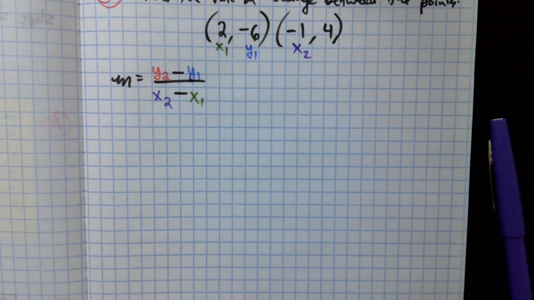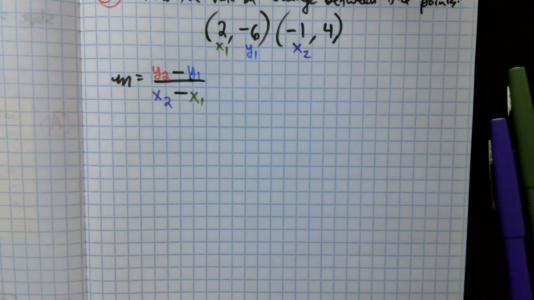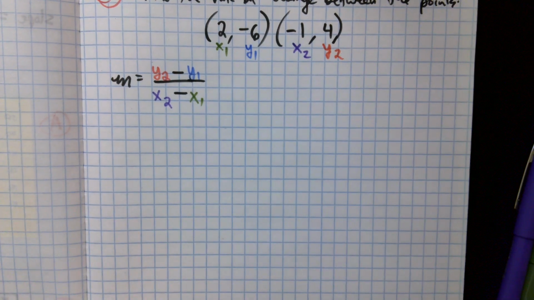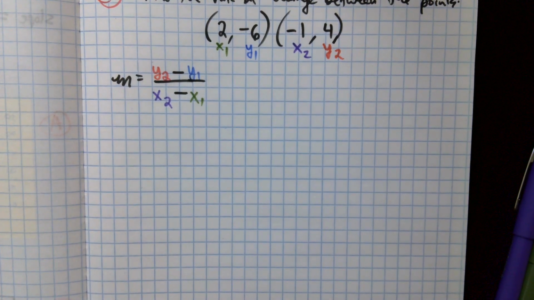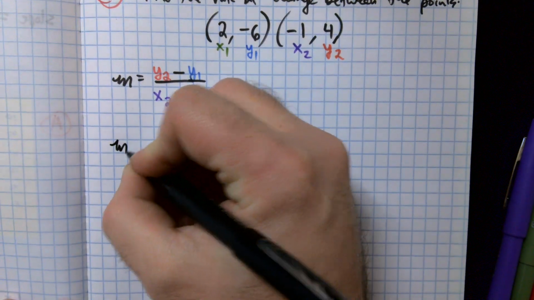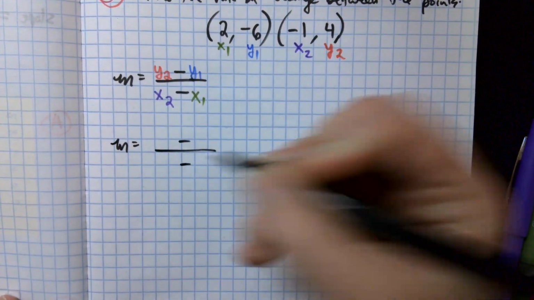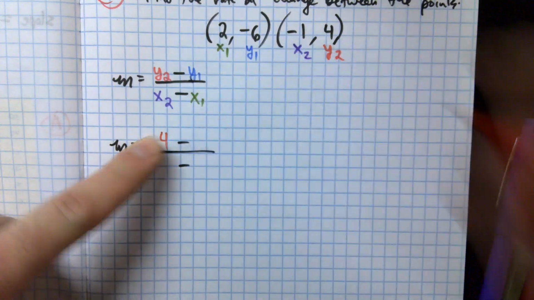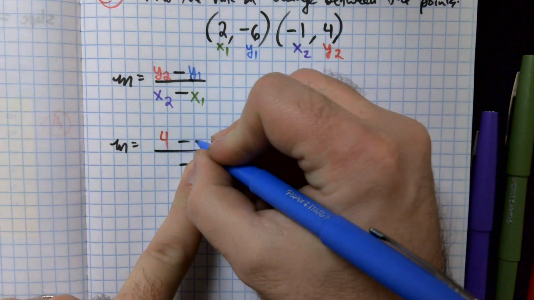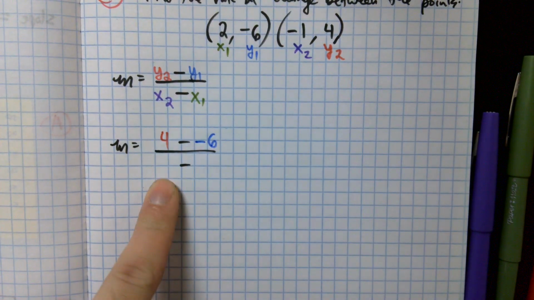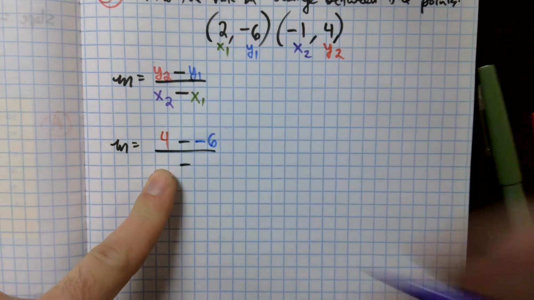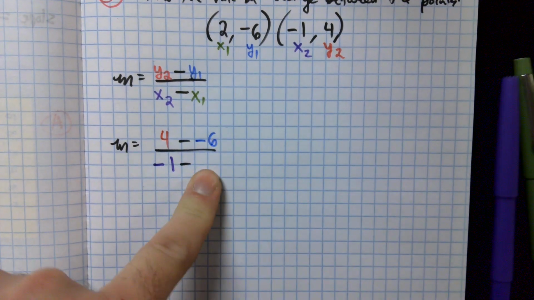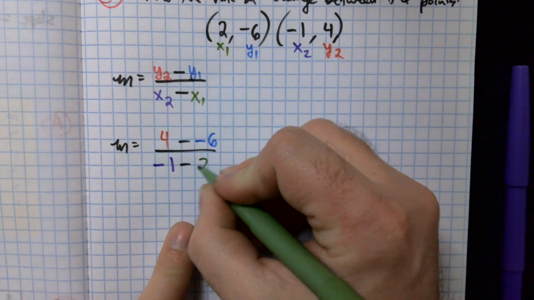X2, which means I'll call positive 4 Y2. Right? It's the first X with my first Y and the second X with my second Y. So let's go ahead and plug these in. M is equal to, what am I going to plug in for Y2? 4. What am I going to plug in for Y1? -6. What am I going to plug in for X2? -1. What am I going to plug in for X1? 2.